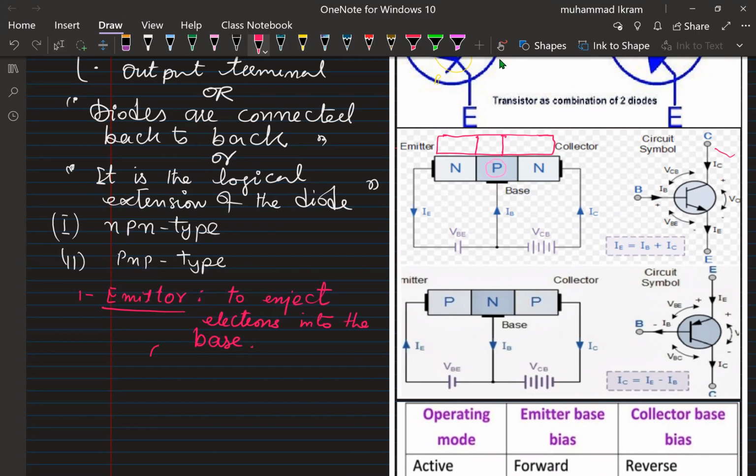The emitter is relatively highly doped. It is doped high, and it is smaller in size than the collector. The portion you see here is smaller in size.